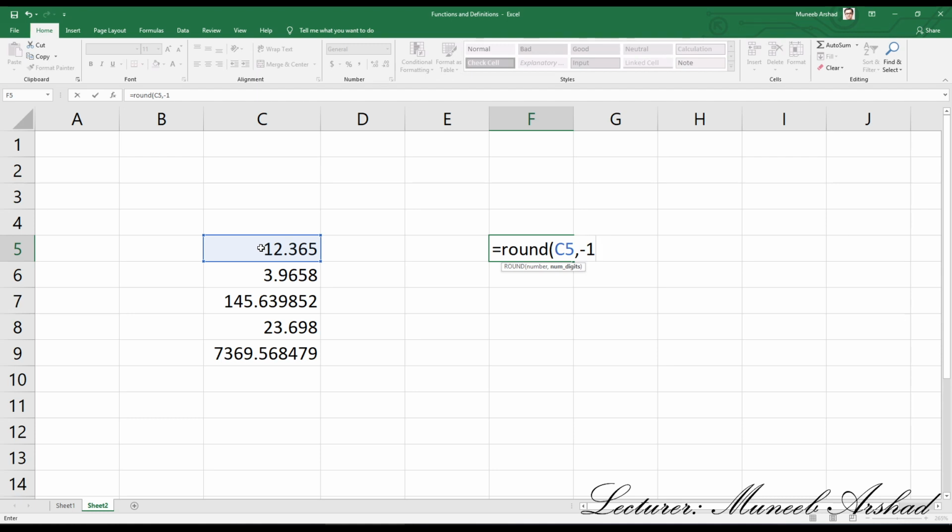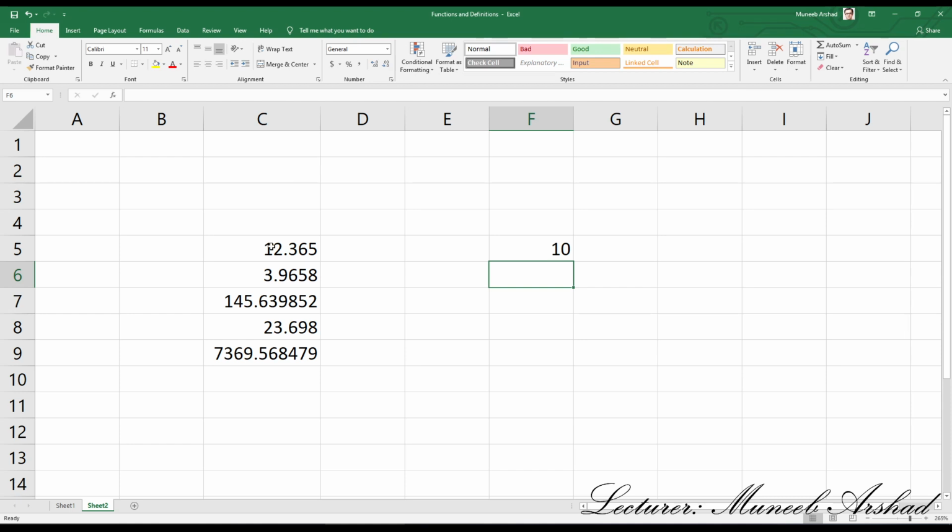And nearest 10 is basically what? 12.365. The lower boundary for this particular number is 10. And the highest boundary for this particular number is 20. So the answer will come out to be 10 because 12 is closer to 10 and not to 20. If we had a number which was 15 or greater, the answer would have come to 20.